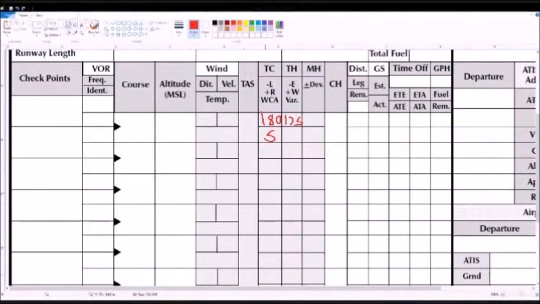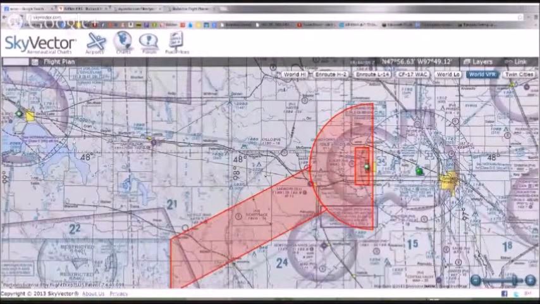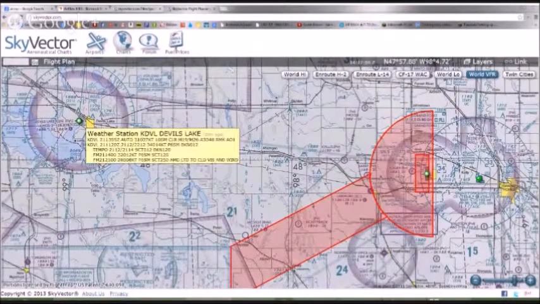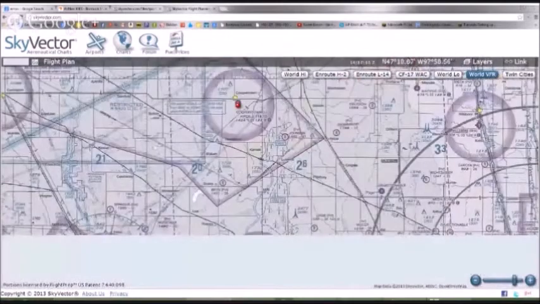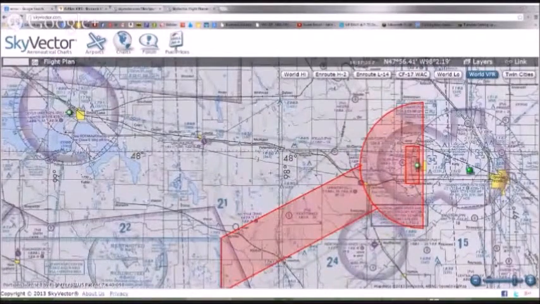Now we are going to move over to the sectional to look at how to find variation. All right, to find variation, you have to use the vertical purple lines that are up and down the sectional. If you are going from Devil's Lake to Grand Forks, each checkpoint will have a different variation depending on which purple line you're closest to. So since you're starting in Devil's Lake, the variation is closest to this line, and this line is 5 degrees east. So on the nav log, you would put 5 degrees into the variation spot.